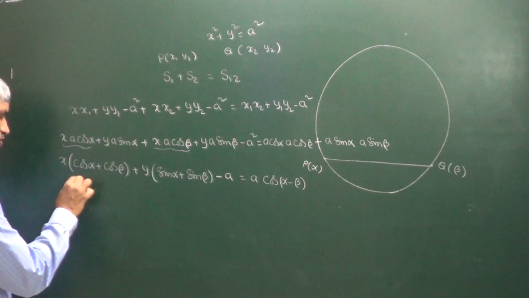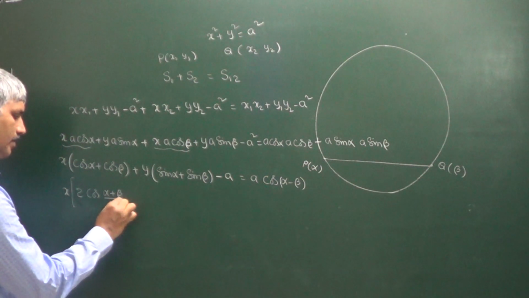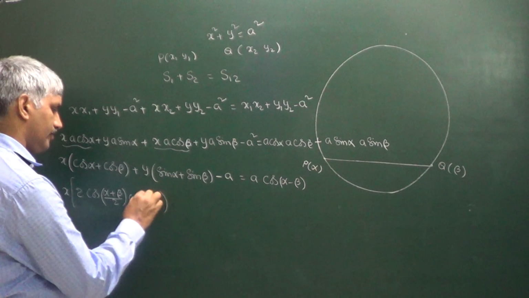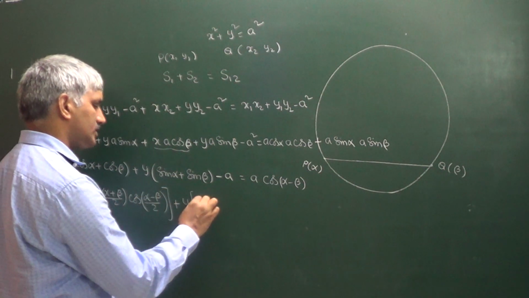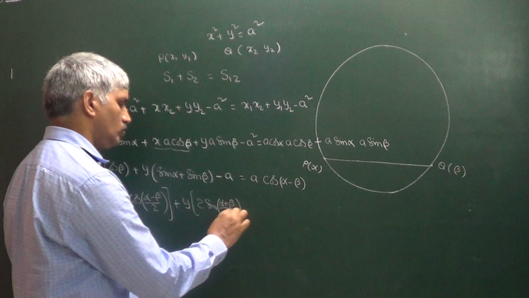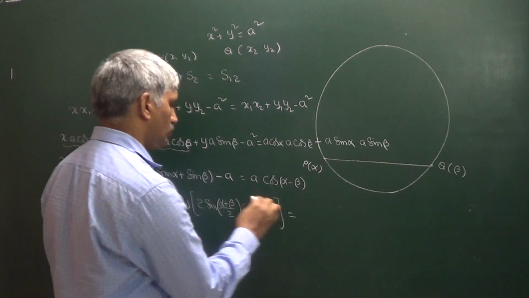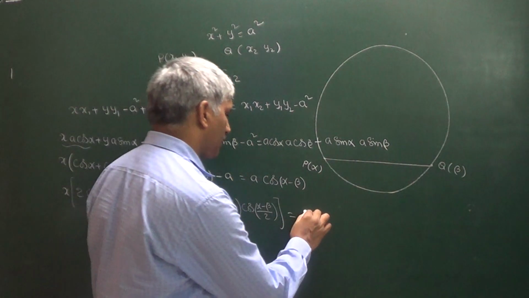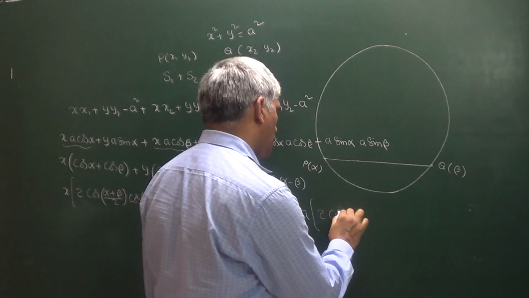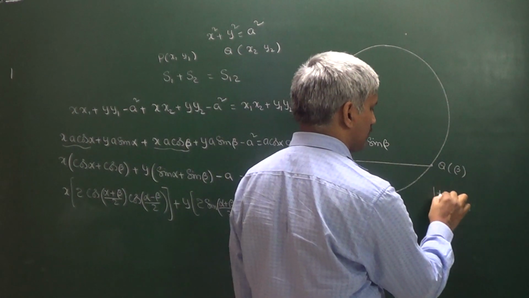Now here we can apply, for x into cos c plus cos d, the formula 2 cos c plus d by 2 into cos c minus d by 2, plus y into sin c plus sin d, the formula 2 sin c plus d by 2 into cos c minus d by 2, is equal to, this a shifts to that side, you will get 1 plus cos alpha minus beta. 1 plus cos alpha minus beta we can write as 2 times cos square alpha minus beta divided by 2. I hope everyone knows the formula for this from trigonometry.